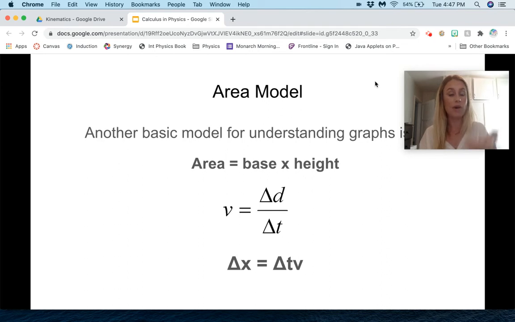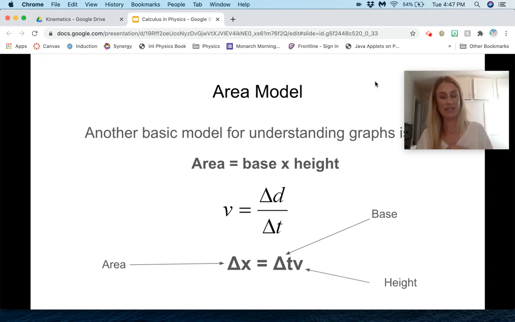So if I model this after the area model, area equals base times height, I can see delta x will be my area, delta t, or time, will be my base, and velocity will be my height. And this makes sense with a velocity versus time curve. When we have velocity on the y-axis and time on the x-axis, I have a base, my x-axis, with time, a height, my y-axis, with velocity, and so the area under that curve will then be displacement.